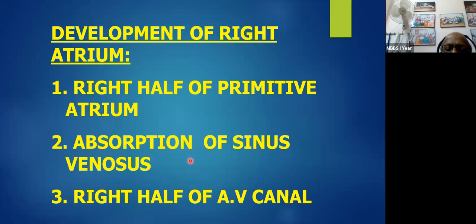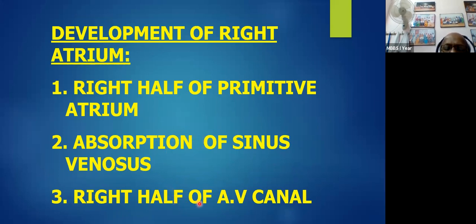Next, absorption of the sinus venosus. Already I told you, the right horn of the sinus venosus undergoes enlargement, getting absorbed into the primitive right half of the atrial chamber to form the posterior smooth part, after the formation of the cardiac loop.